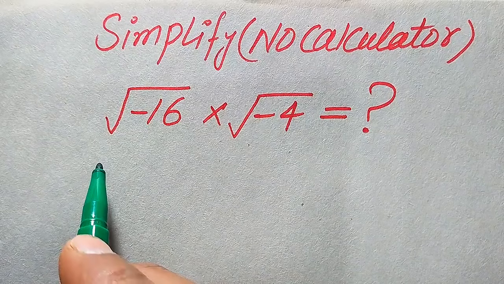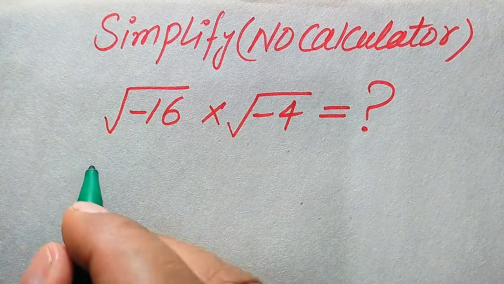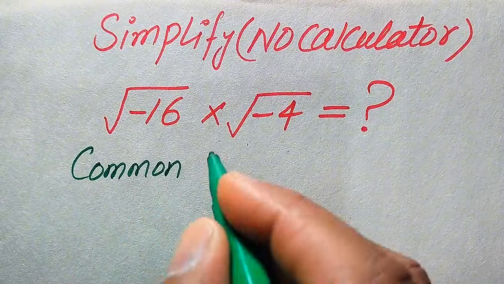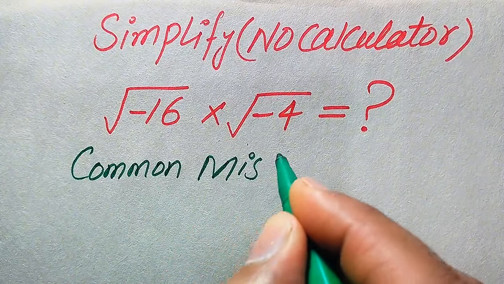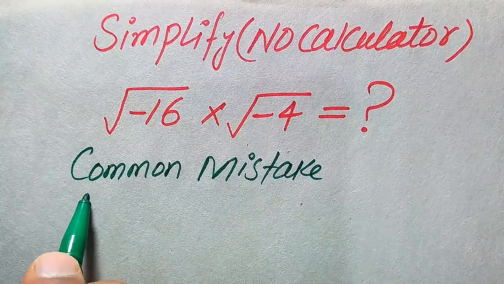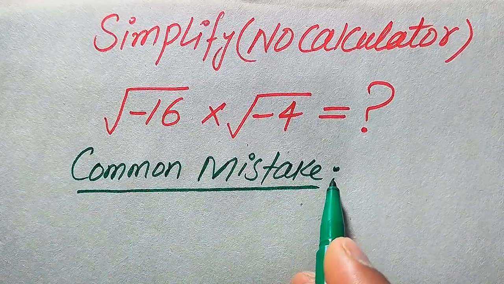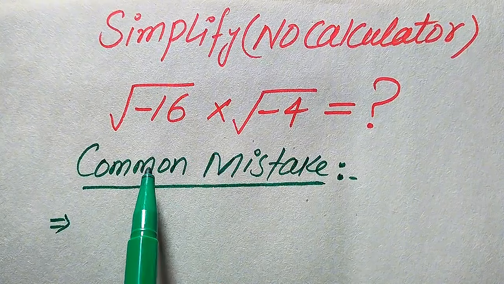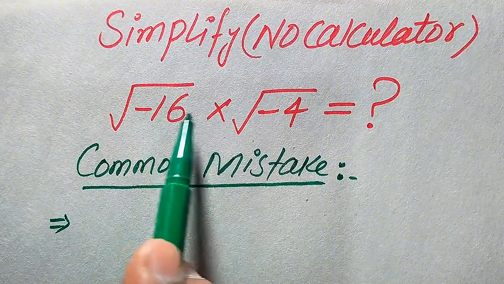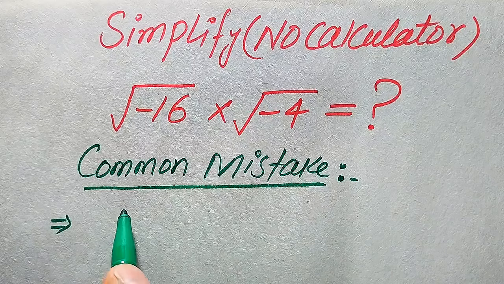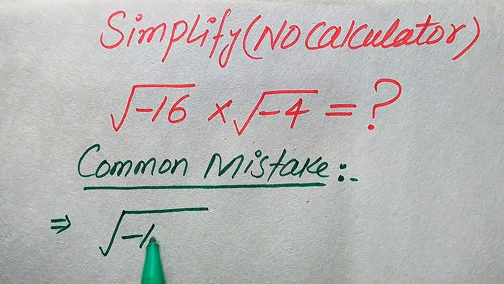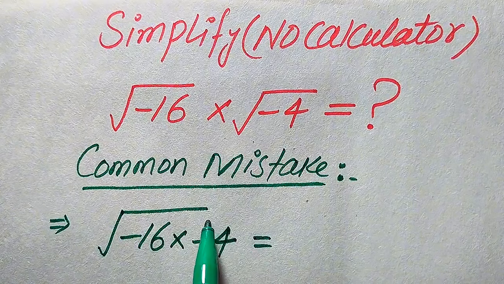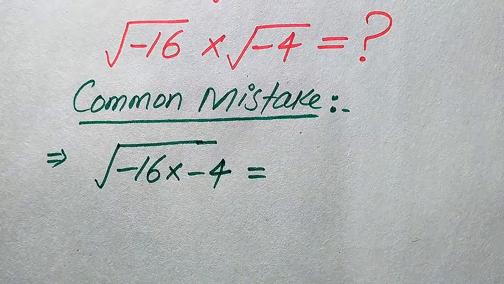Now, in order to solve this problem, first I will explain some common mistakes which students can make in the exams. Some students combine the square roots of both of these two terms, and it will be written as the square root of minus 16 multiplied by the square root of minus 4. And further, they solve in this way.